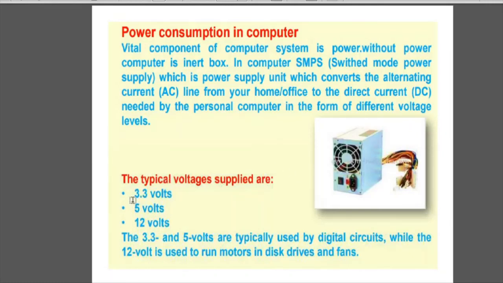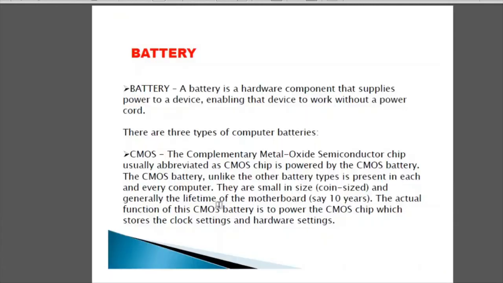So there are various voltages which are required for power consumption, that is 3.3 volts, 5 volts and 12 volts. 3.3 and 5 volts are typically used by digital circuits, while the 12 volt is used to run motors in disk drives and fans. So these are the different voltages required.